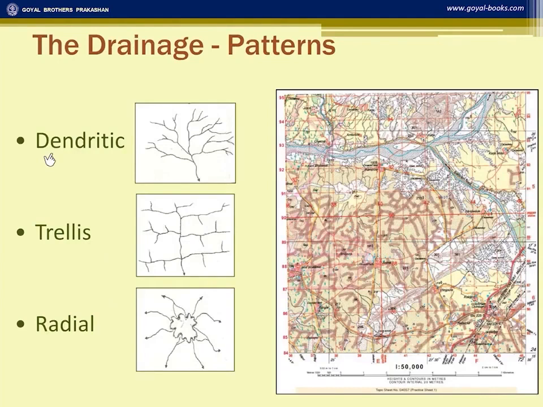In dendritic pattern, the river and its tributaries make a pattern like the veins of a leaf, or we can say a branch of a tree. You can see the example in grid square 3894. In the trellis pattern, the tributaries join the main river at a right angle or almost at a right angle, as you can see in grid square 4093. In radial pattern, the tributaries come out from a hill in a circular manner. Hence, this is called a radial pattern. You can see the example in grid square 3985.